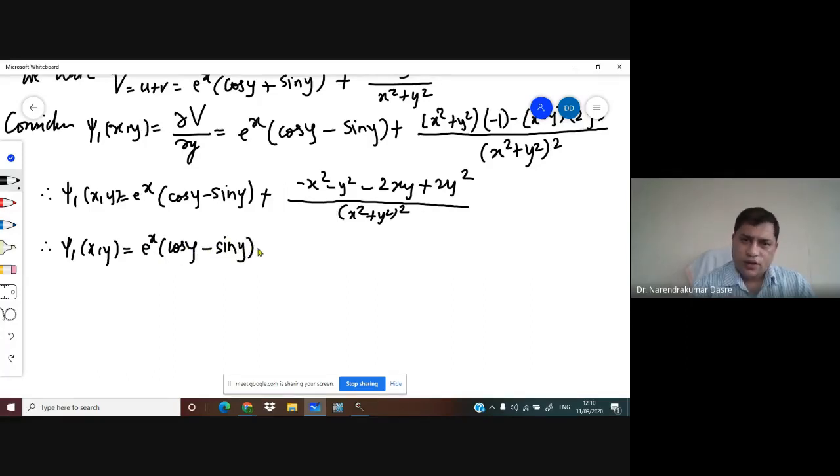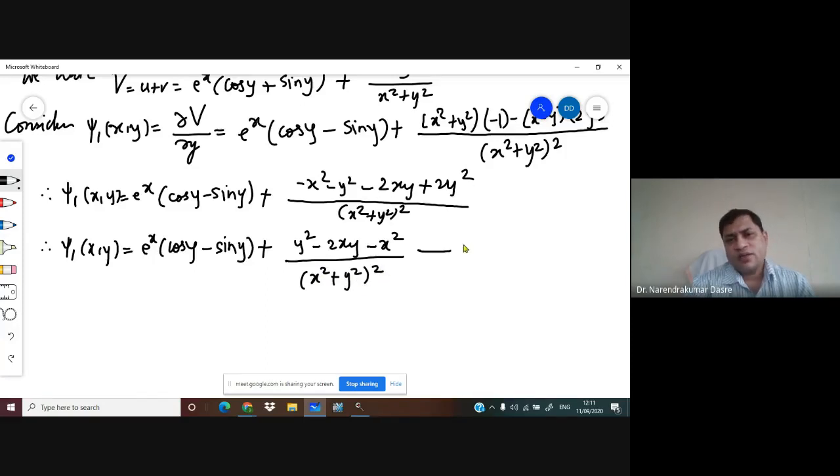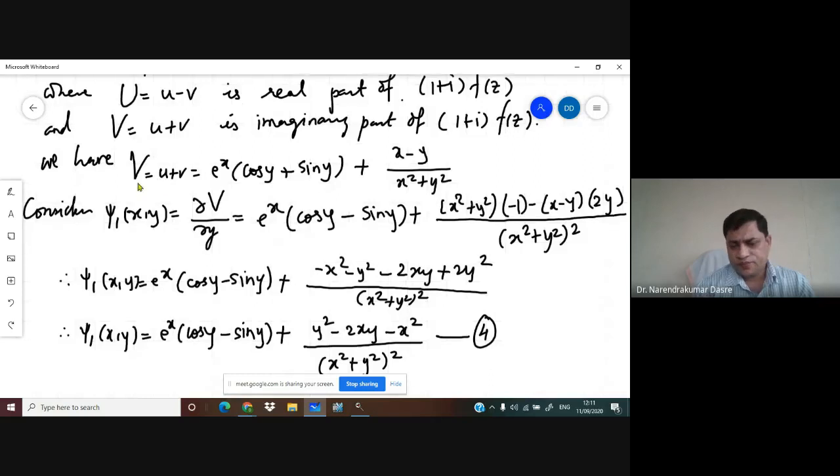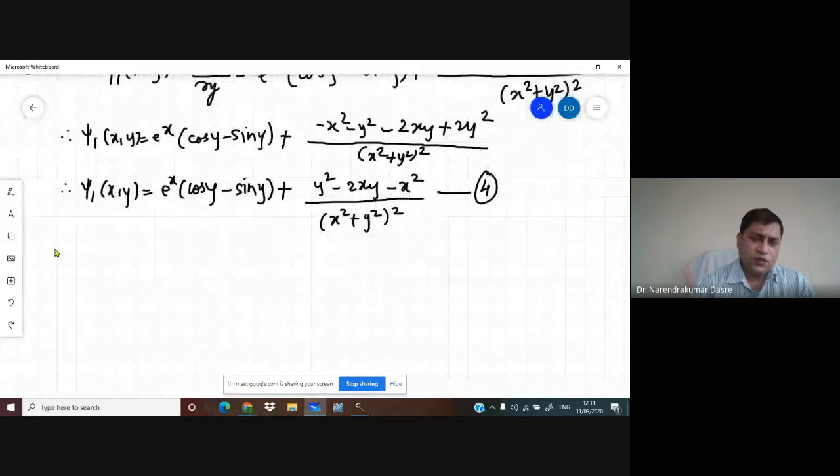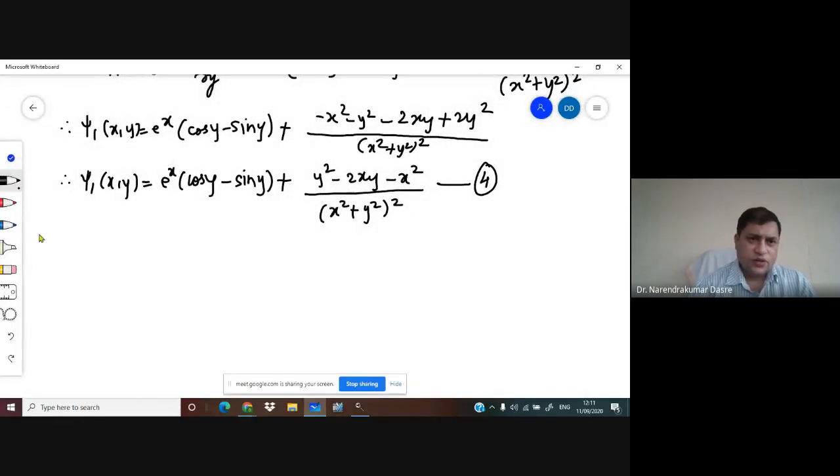Now we have to find the derivative of this term with respect to y. So e raised to x remains as it is. The derivative of this is cos y minus sin y. Plus here you have to use the u upon v rule. So I'll be having x square plus y square into minus 1 minus. Okay. So what is the term we have here? See, this is x minus y remains as it is, and the derivative of the denominator is 2y. And here we get x square plus y square bracket square.